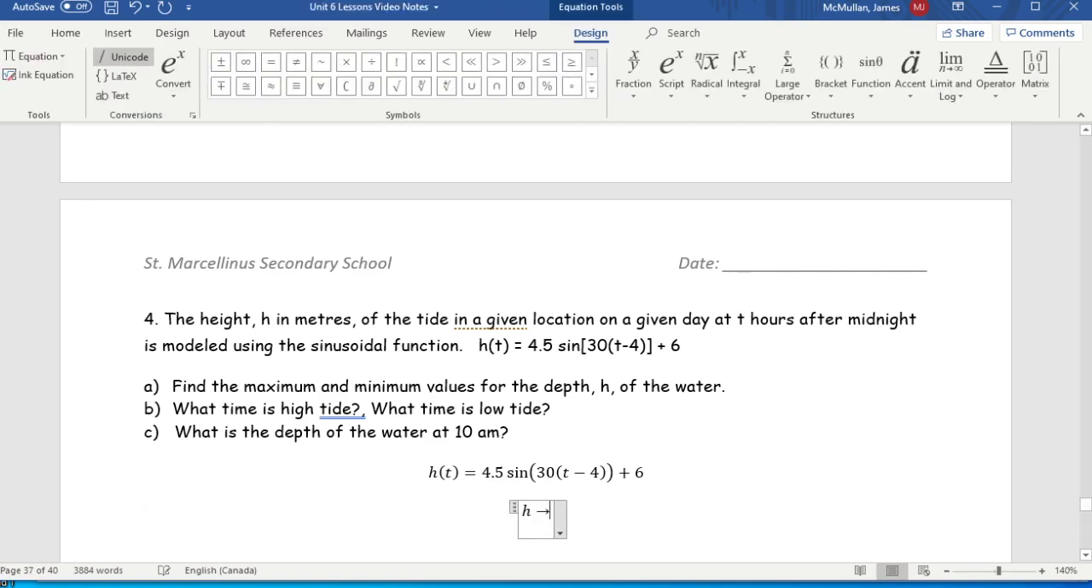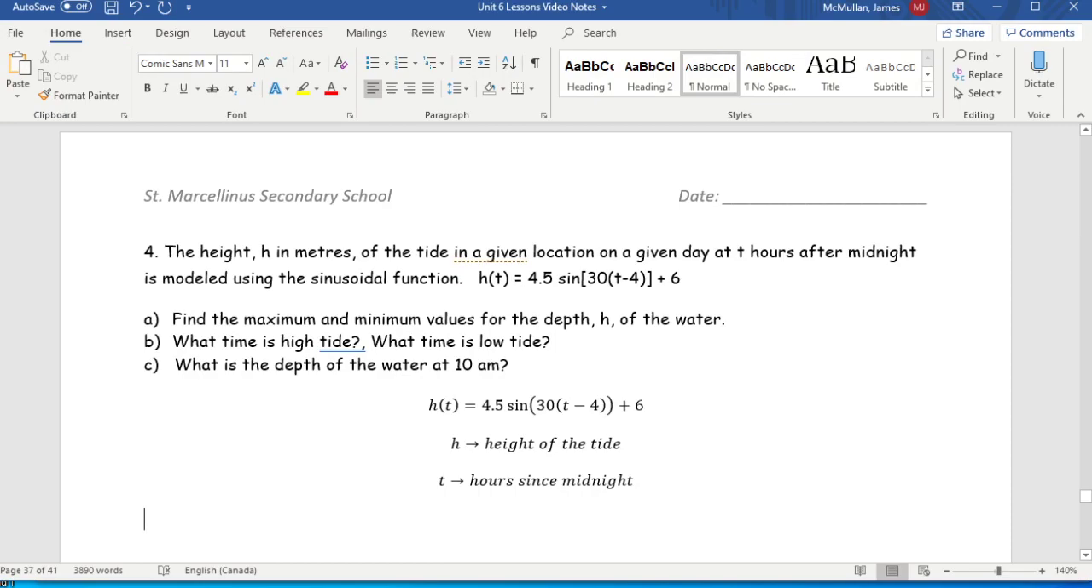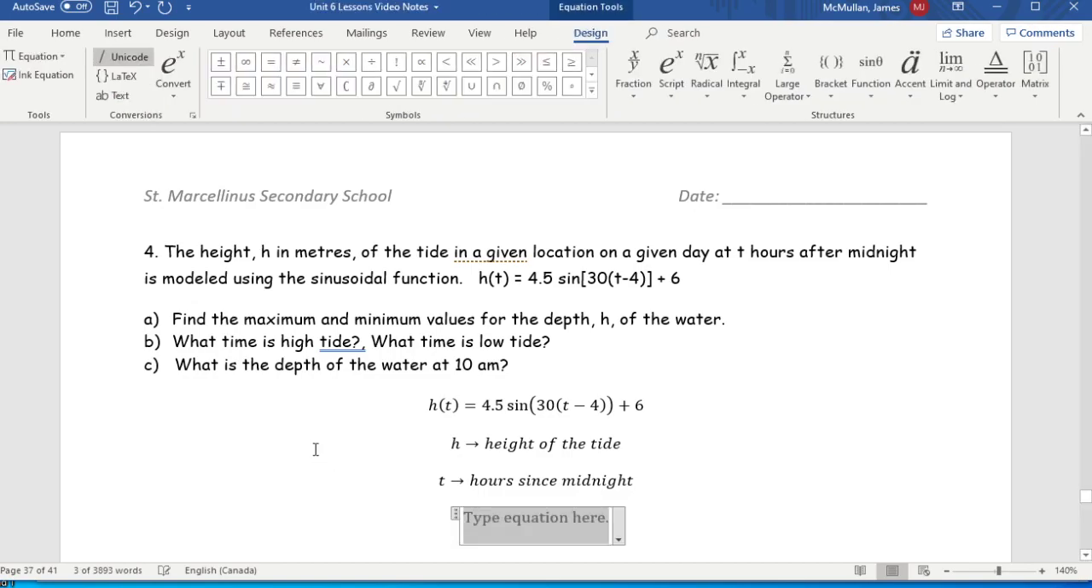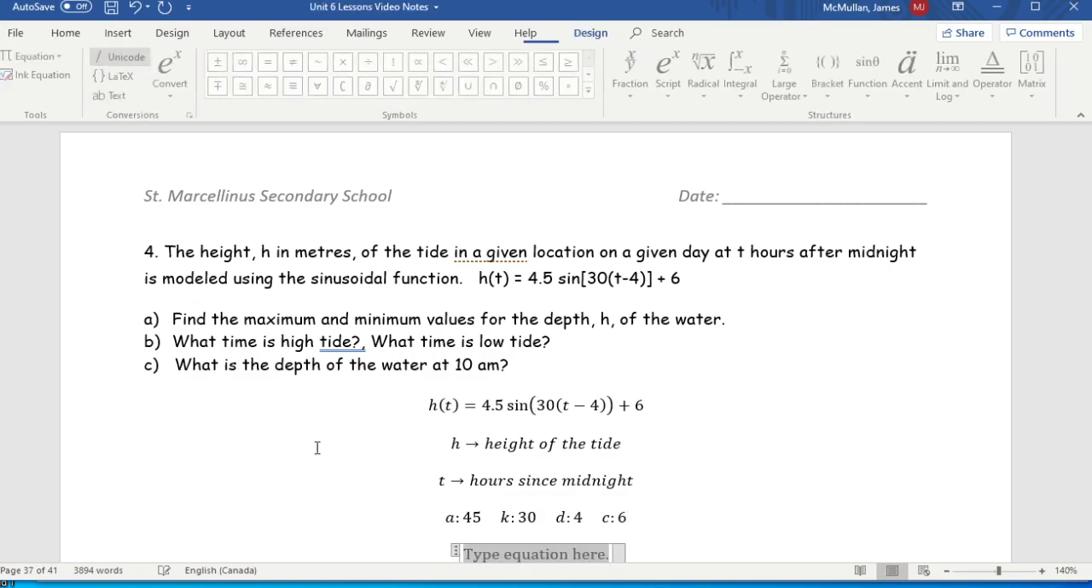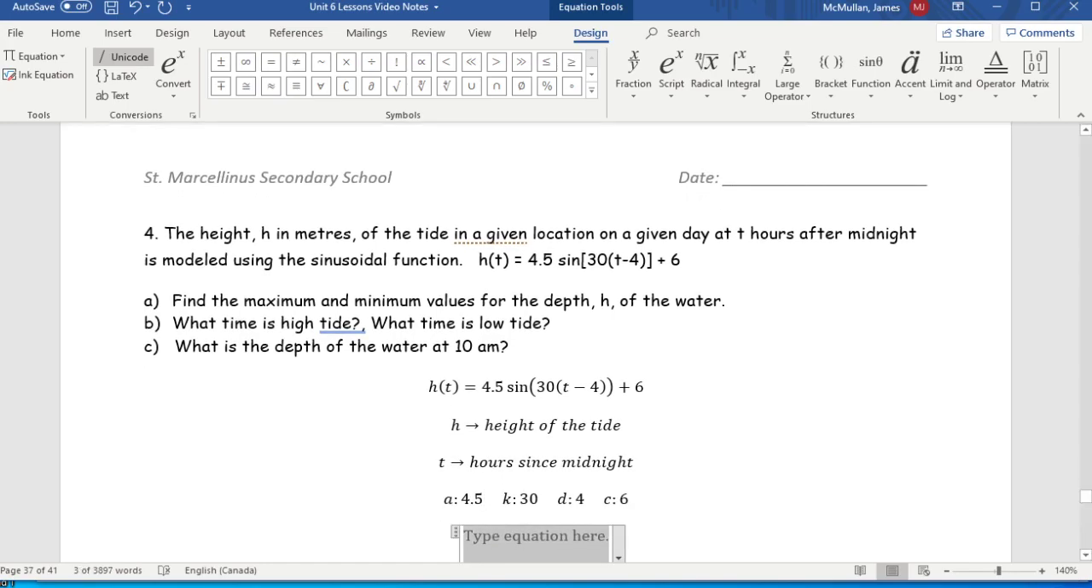And h represents the height of the tide, and t represents hours since midnight. Okay, so part A says find the maximum and minimum values of the depth h of water. So this is like us working a bit backwards. Looking at the equation, I can see a is 4.5, k is 30, d is 4, and c is 6. I'm sorry, 4.5, not 45. Okay, what does this help me establish?